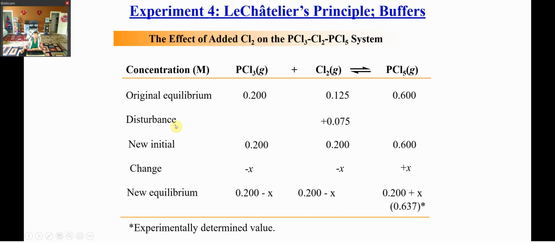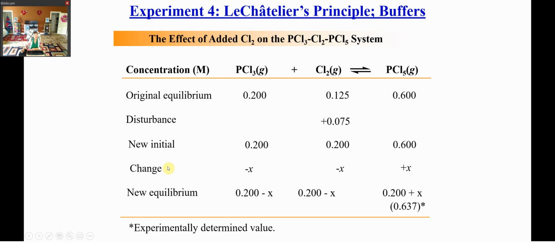And then you apply a disturbance. You apply external stress. You add chlorine, Cl2, 0.075. What's going to happen? This will make something change. Your new initial for the first reactant has no change, 0.2. Due to the addition of 0.075, the chlorine concentration also becomes 0.2. Your product PCl5 is still 0.06.